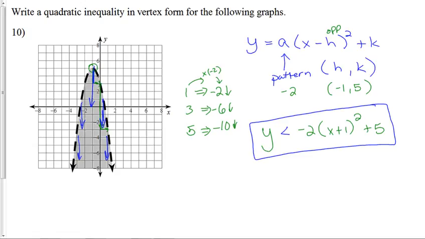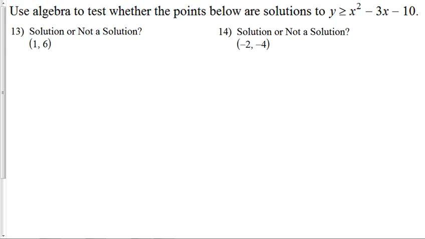Okay, there's your inequality. Remember, you plug in a, the opposite of h, and then k, and then take a look at the shading, and that'll tell you, is it above or below the graph, less than or greater than. If you need to watch that again, go ahead and watch that again. If not, we're going to move on. If you need help from your teacher, seek them out before or after school.